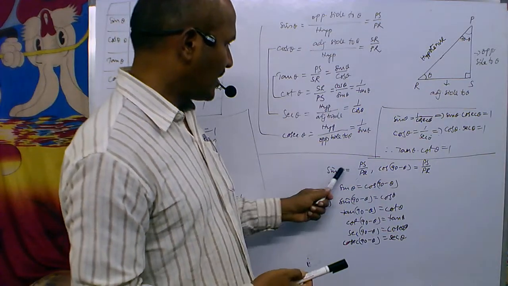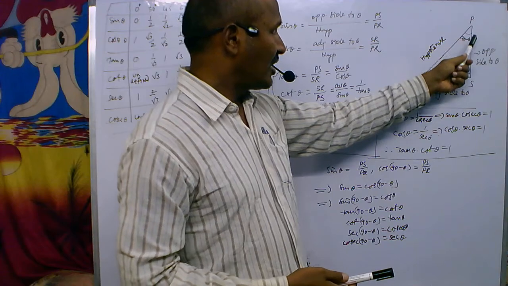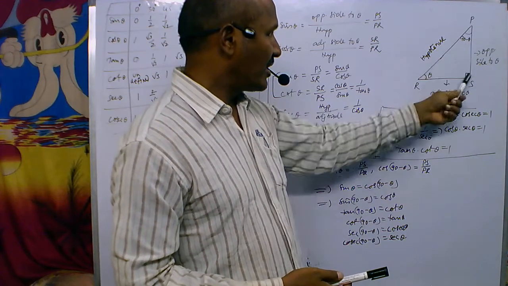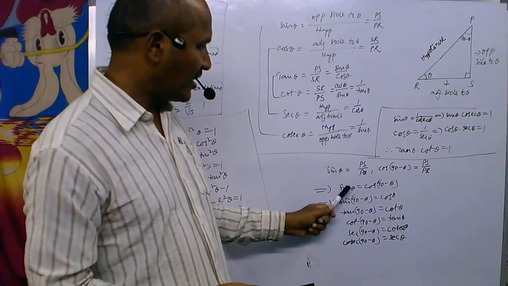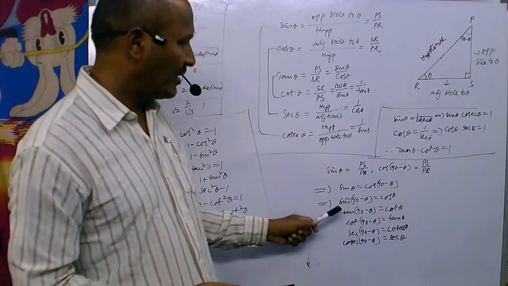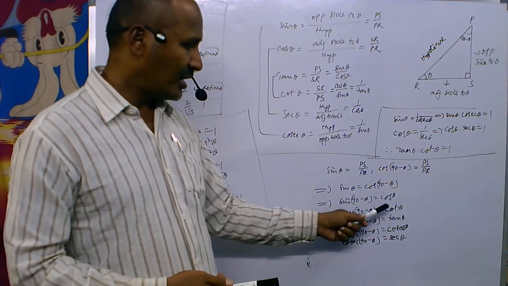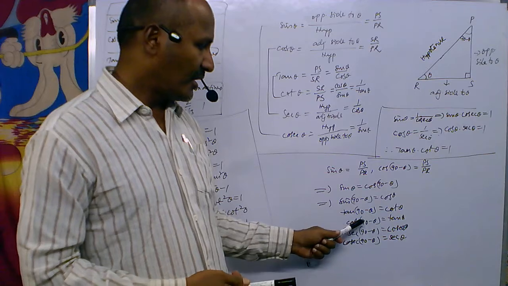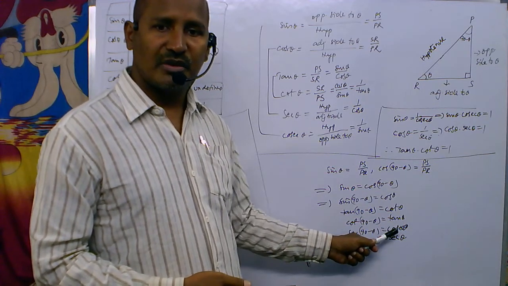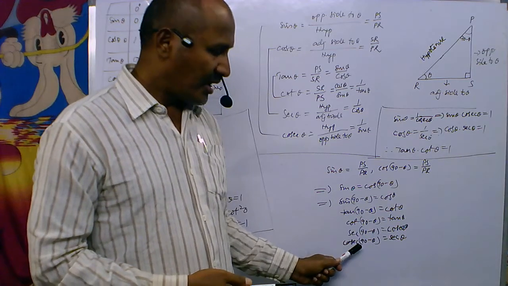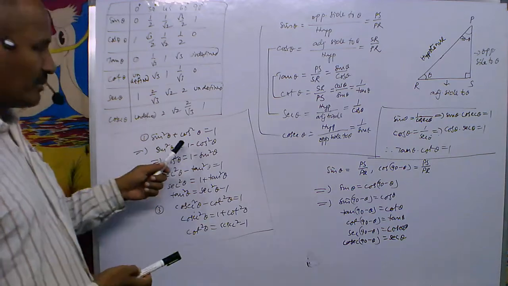Now you come back to complementary angles. We know that sin theta is equal to PS by PR, and cos of 90 minus theta, the adjacent side, is this PS by PR here. So from these two we get that sin theta is equal to cos 90 minus theta. Similarly, sin 90 minus theta equals cos theta, tan 90 minus theta equals cot theta, cot 90 minus theta equals tan theta, secant 90 minus theta equals cosecant theta, and cosecant 90 minus theta equals secant theta.